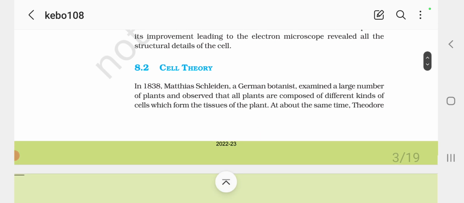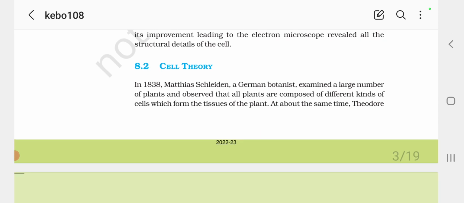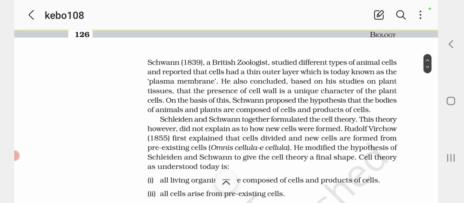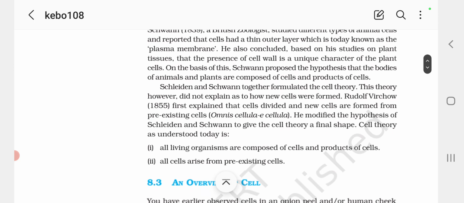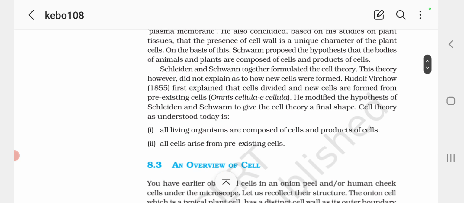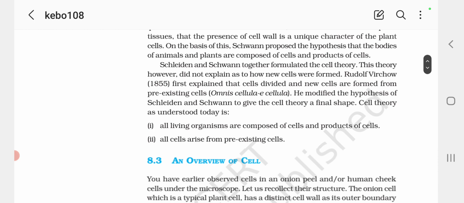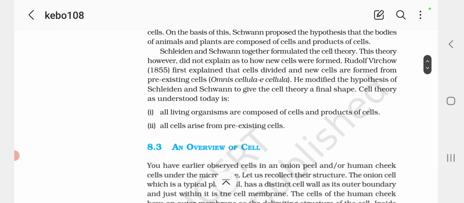8.2, Cell Theory. In 1838, Matthias Schleiden, a German botanist, examined a large number of plants and observed that all plants are composed of different kinds of cells, which form the tissues of plants. At about the same time, Theodor Schwann, 1839, a British zoologist, studied different types of animal cells and reported that cells had a thin outer layer, which is today known as the plasma membrane. He also concluded, based on his studies on plant tissues, that the presence of a cell wall is a unique character of the plant cell. On the basis of this, Schwann proposed the hypothesis that the bodies of animals and plants are composed of cells and products of cells.